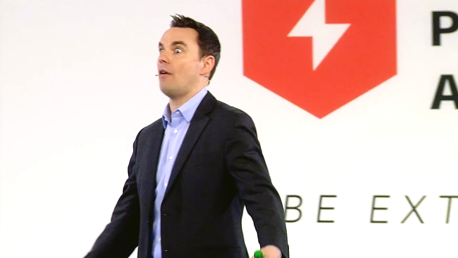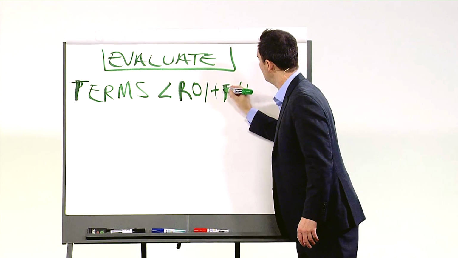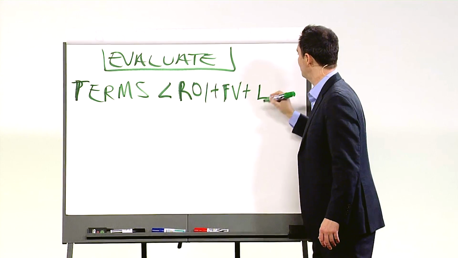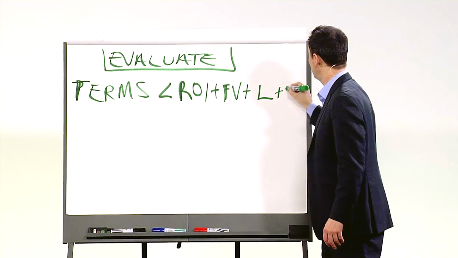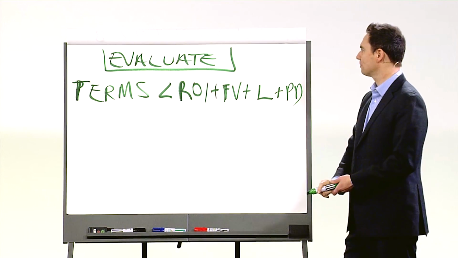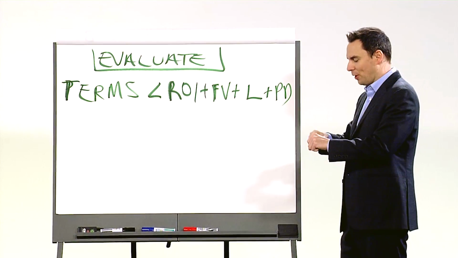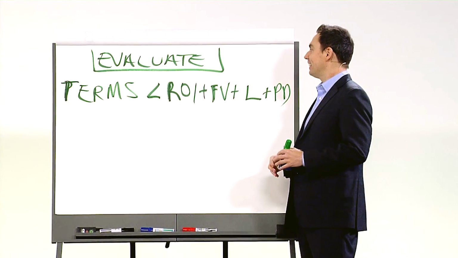I got two frameworks that help me every single time. They're like back of napkin things I can do that really help me decide between two different things, because I get offers all the time, as you can imagine. It can be overwhelming. And so here's how I do it. Future value plus L, oh yeah, plus PD. This is my magical shorthand that helps me so much.